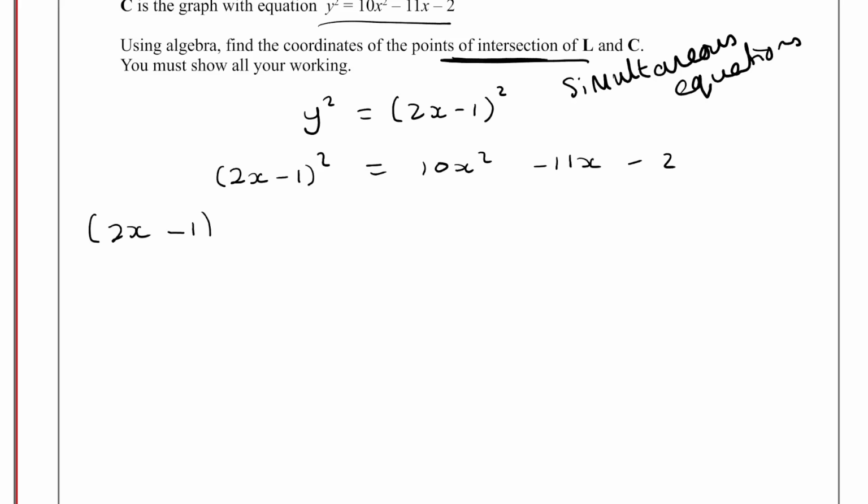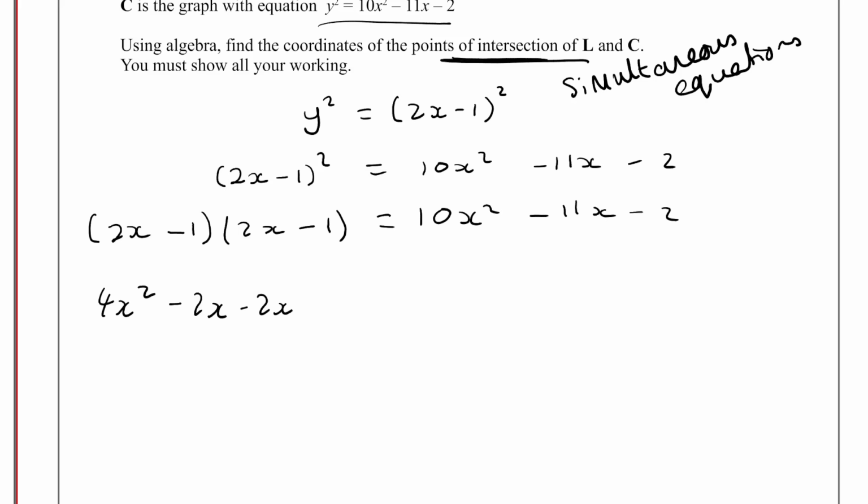So 2x minus 1 times 2x minus 1. 2x times 2x is 4x squared. 2x times negative 1 is negative 2x. Negative 1 times 2x is negative 2x again. And negative 1 times negative 1 is a positive 1.